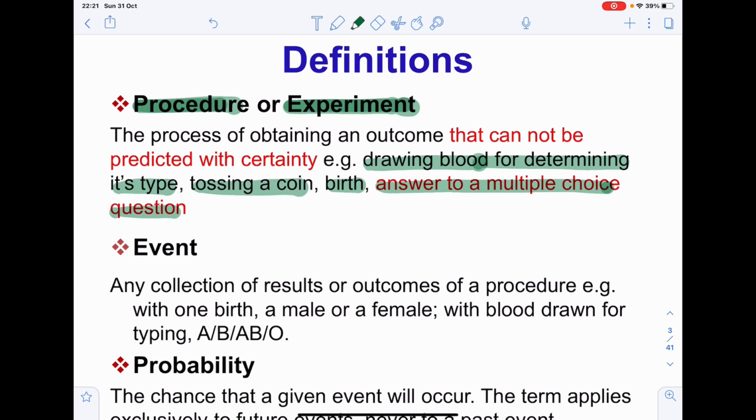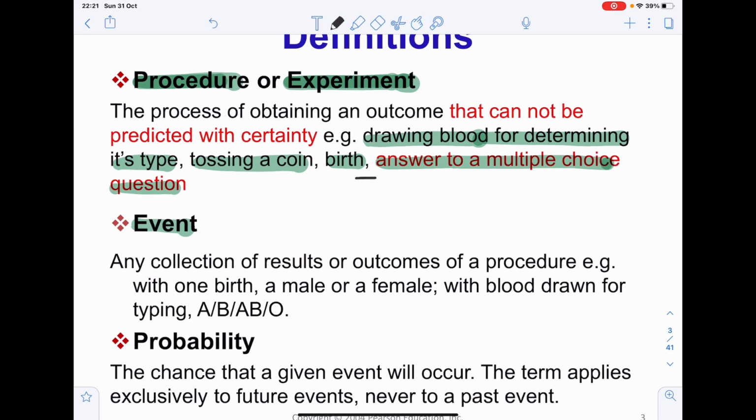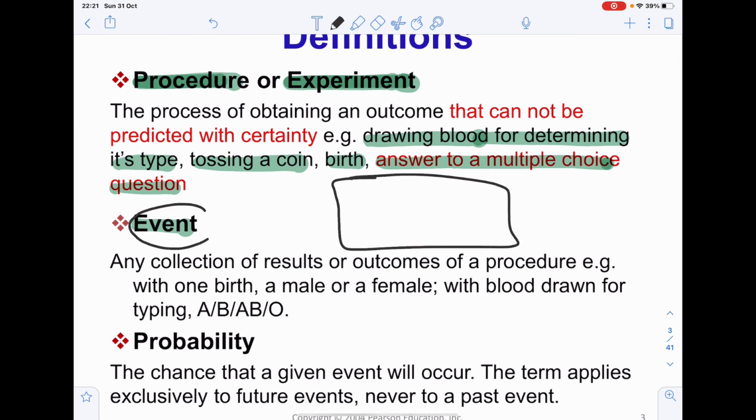The other concept here that we have is the event. Okay, now the event is any collection of results or outcomes of the procedure. So in general here we have the procedure. Okay, this is the experiment or the procedure, and the event is a part of our procedure, either one result or a collection of results. Okay, with one birth, a male or female; with blood drawing for typing, for example, A, B, AB, or O. So if your experiment is to check the birth, then having male is your event, or having female is another event.